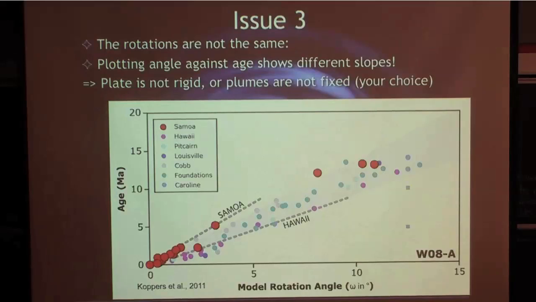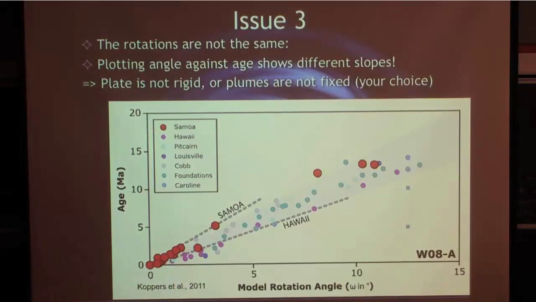Something even worse for fixed hotspots. I showed you a plot where you have opening angles against ages, and Paul Wessel made this nice model back in time. If you look at that in detail for the first 15, 20 million years, Samoa, and then we have, there's a couple of different chains. Foundations are in here. Hawaii is down here somewhere. There's a whole bunch of different chains. They all have slightly different angles.